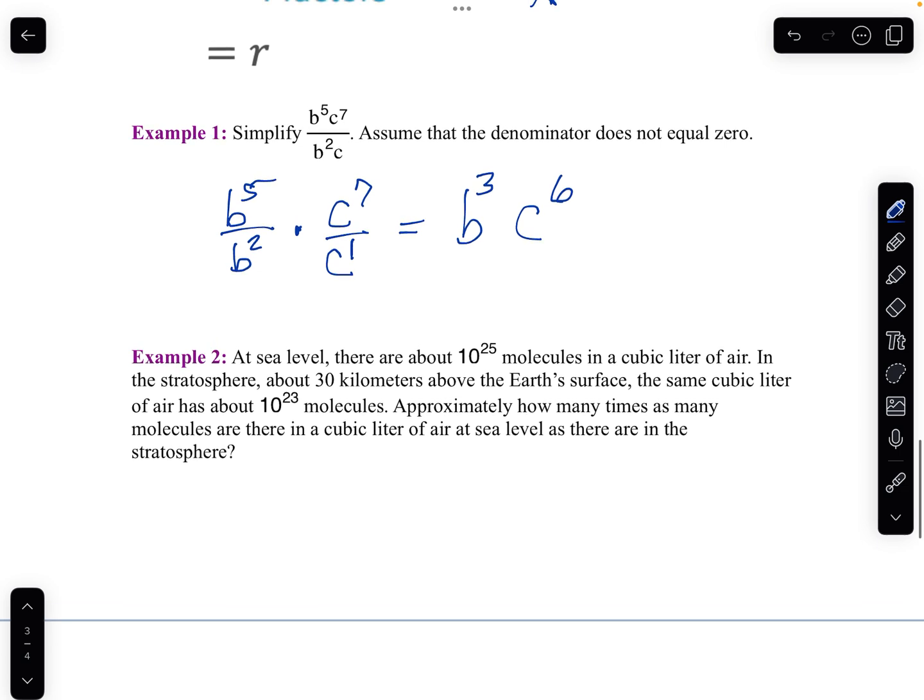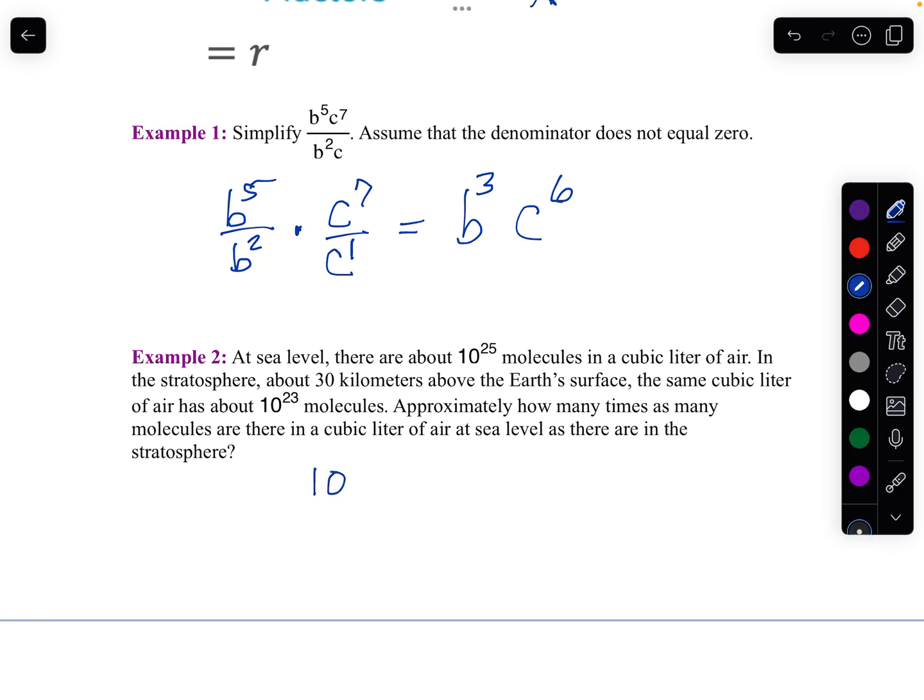If I apply that same thing that we did with the moon, only we're looking at the molecules in the air. It says at sea level there's 10 to the 25th molecules in a cubic liter of air. In the stratosphere, about 30 kilometers above the Earth, the same cubic liter has 10 to the 23rd molecules. How many times as many molecules are there at sea level than in the stratosphere? So I'm going to take 10 to the 25th and divide by 10 to the 23rd. Well, that gives me 10 to the 2nd, which is 100.